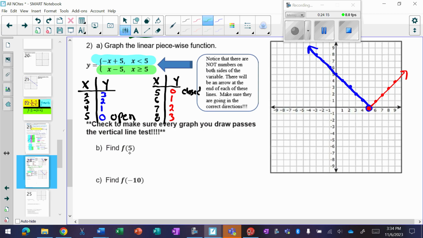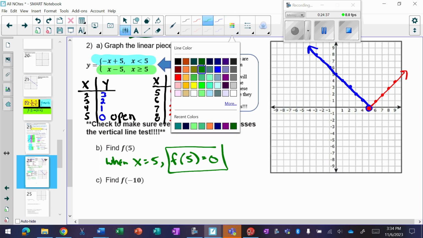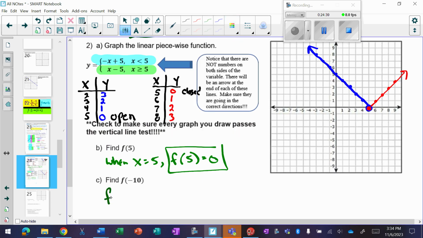So to find f of 5, that means go to your graph. When x equals 5, then f of 5, which is the y value, is at 0. If f was negative 10, that is off our graph. So we're going to have to use the equation.